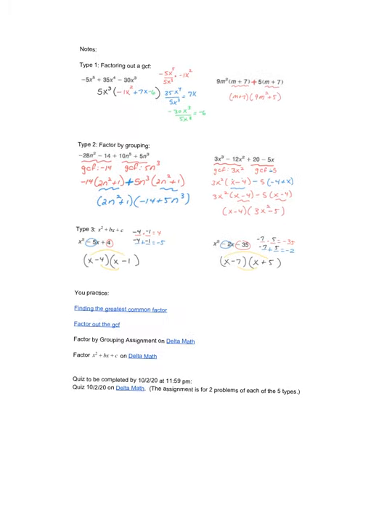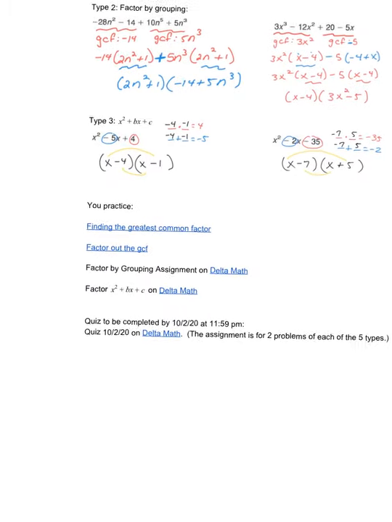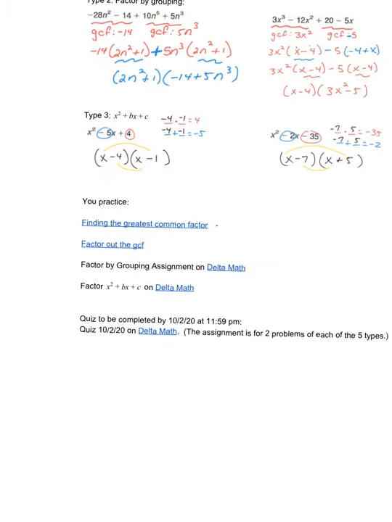Okay, so you notice now I have some practice for you. You have two Khan Academies. This one's from Khan Academy, and this one's from Khan Academy. So you're going to go ahead and do those 8 examples. These two are from Delta Math. So you want to look for the factor by grouping assignment. You can practice as many of them as you want. And you can look for the factor of x squared plus bx plus c assignment and do as many as you want.